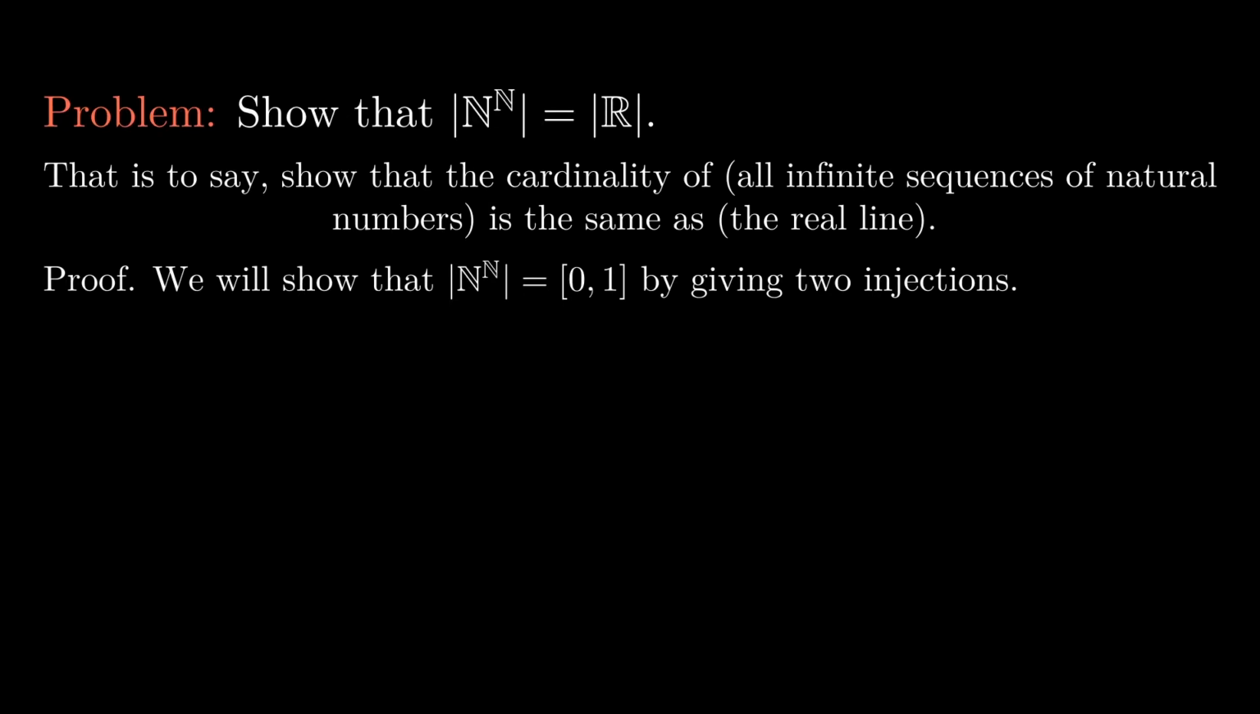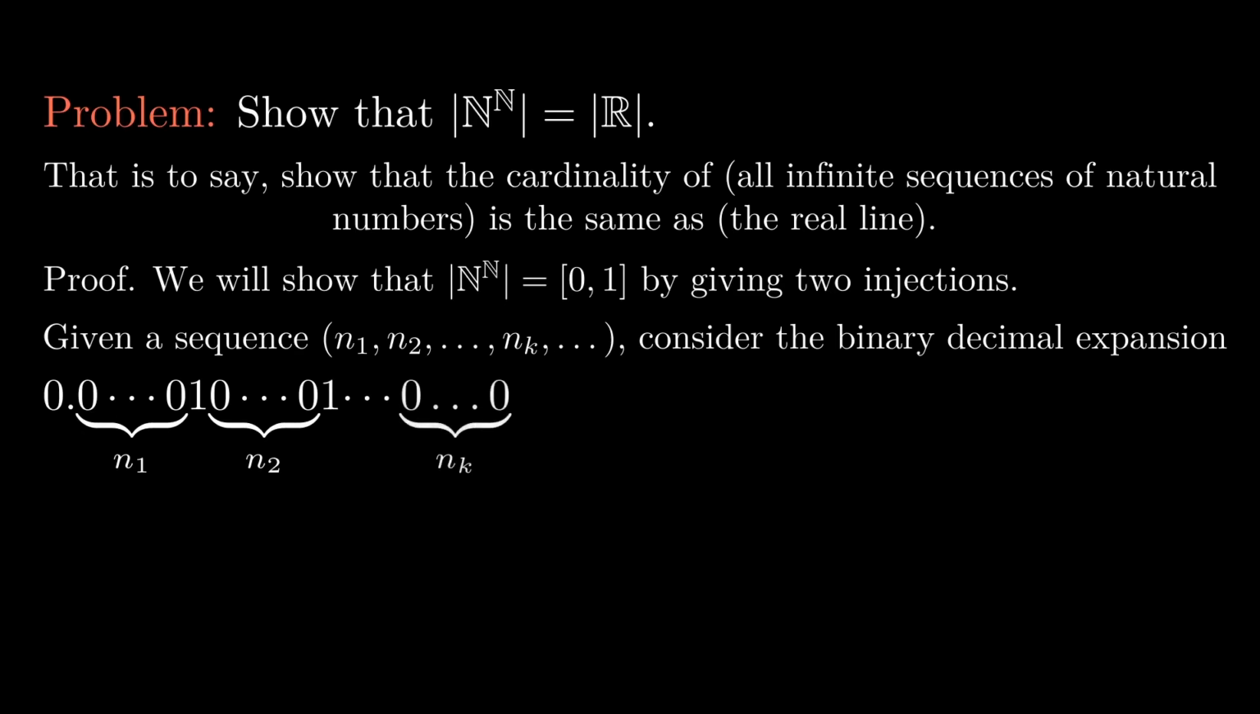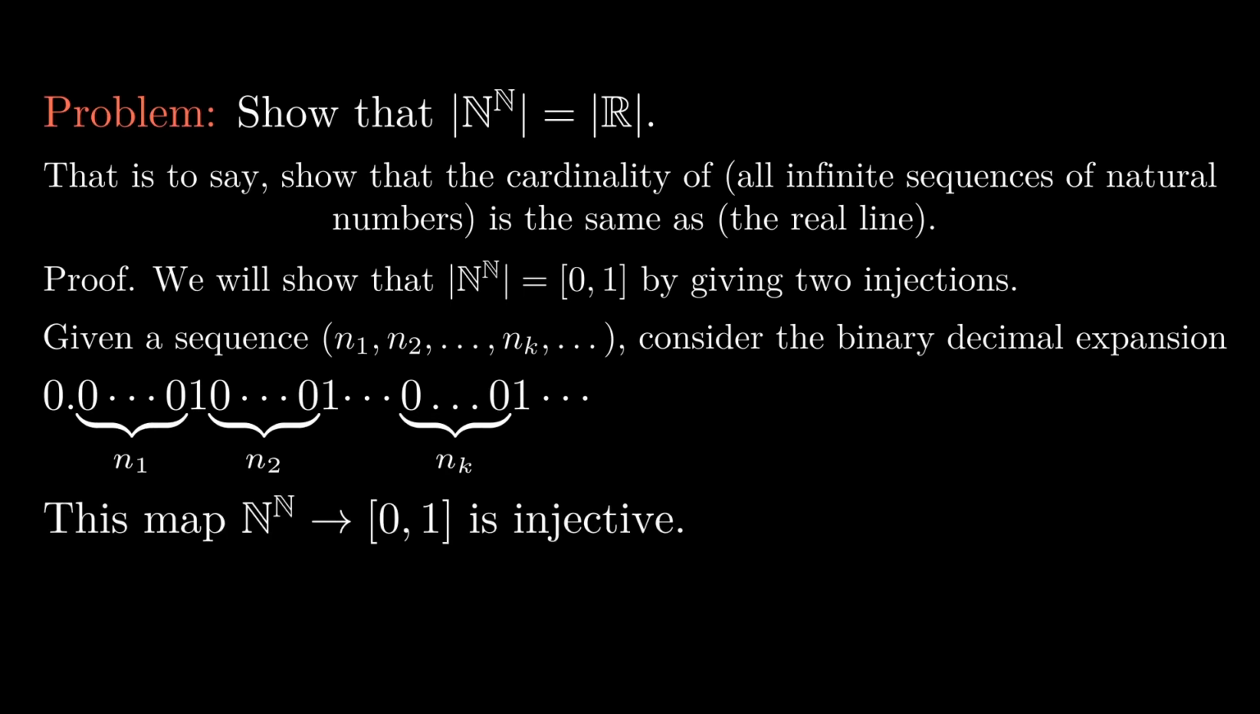Let's say we have a sequence n1, n2, up to nk, keep going, where all the n's are natural numbers. And now let us consider the binary decimal expansion constructed in the following way. We take n1 zeros, then add a 1, then n2 zeros, then add a 1, then n3 zeros, and then add a 1, keep going, and then nk zeros, and then add a 1. Notice that this is going to be a really long sequence, but since all of the n's are finite, we'll eventually get to every term in the sequence. And so we'll have sequences of zeros, and then a 1, and more zeros, and a 1, etc.